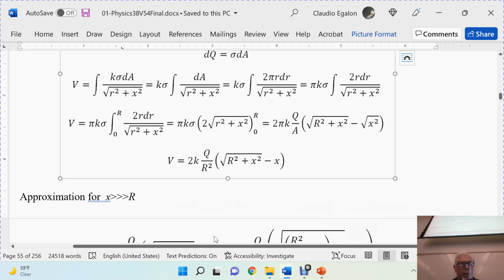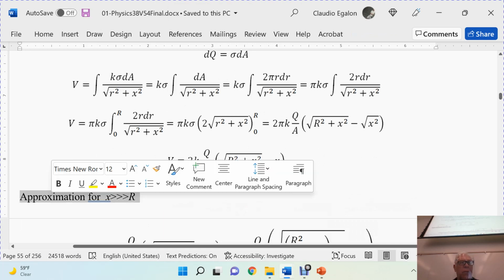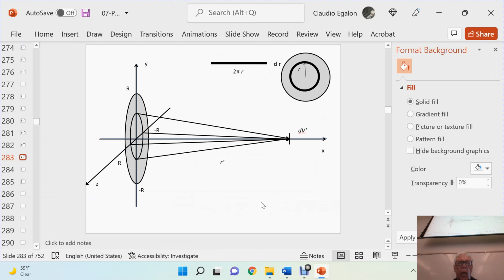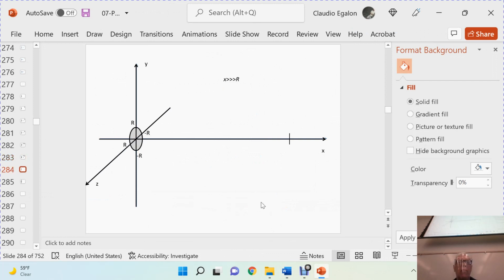What else can we do? We can do this approximation, x much greater than r. When x is much greater than r, we have this type of configuration in which this disk starts to appear smaller and smaller because we're moving further. It's like zooming out, right? Let's see if I can get that. Let's play a movie, I'm gonna play a movie here for you.